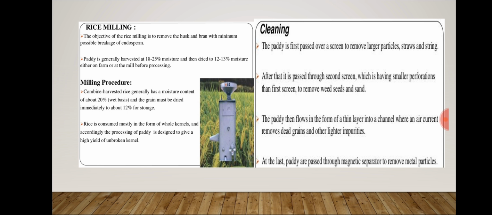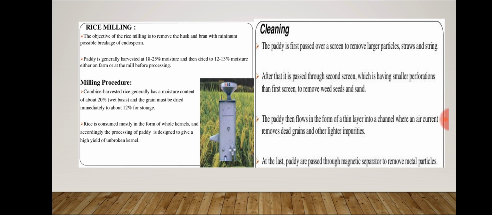The objective of rice milling is to improve the quality and to remove the husk and bran with the minimum possible breakage of endosperm. Paddy is generally harvested at 18 to 25% moisture, then dried to 12 to 13% moisture, either on the farm or at the mill, before processing. Milling procedure. Combine-harvested rice generally has a moisture content of about 20% on a weight basis, and the grain must be dried immediately to about 12% for storage.